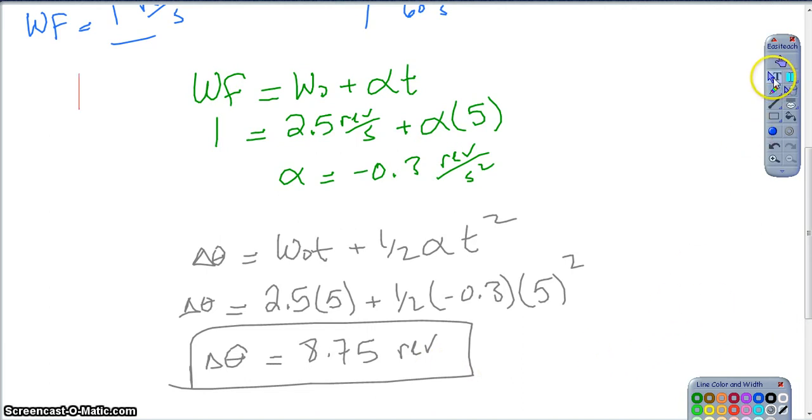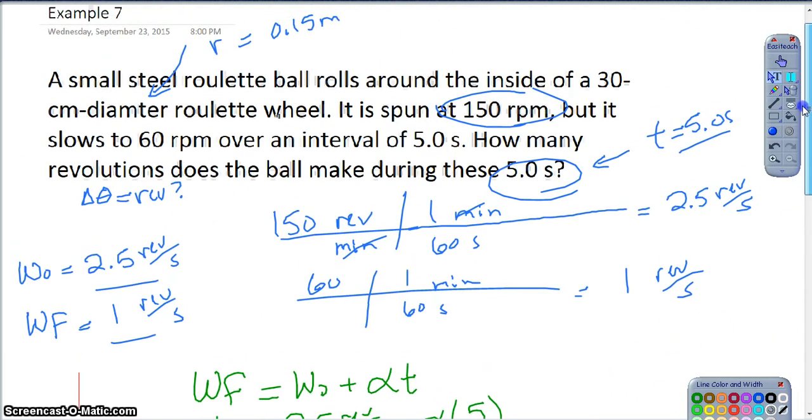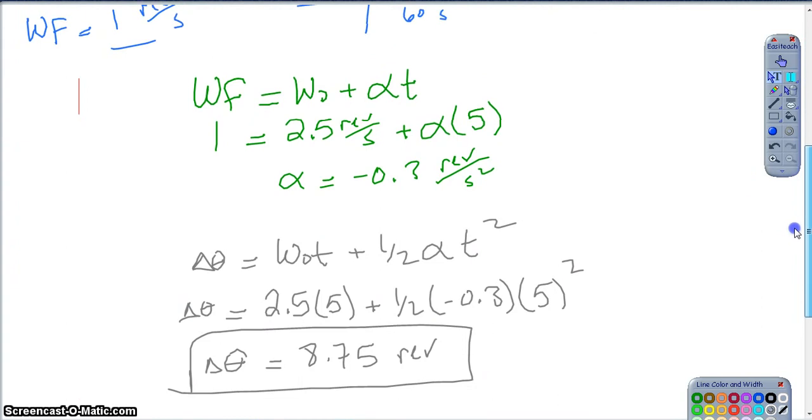But anyway, hopefully this question, question 7 here, wasn't too bad once we actually used our kinematics to help us out. So a good chance to review what we're hopefully already pretty comfortable with.